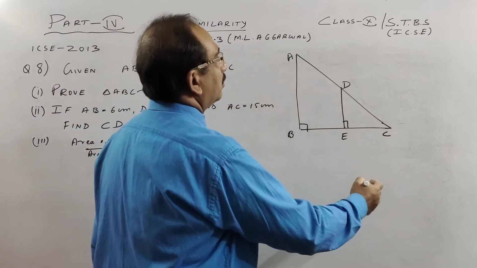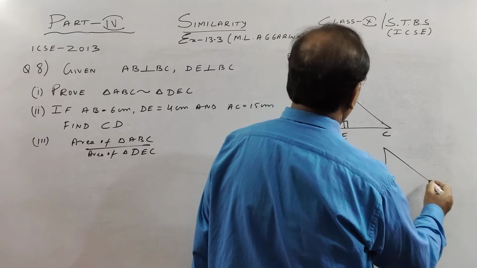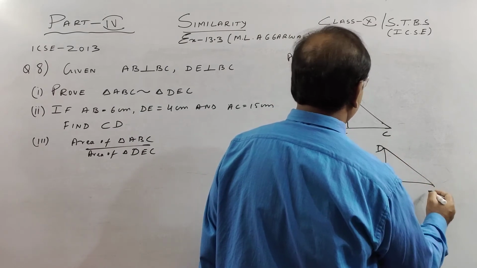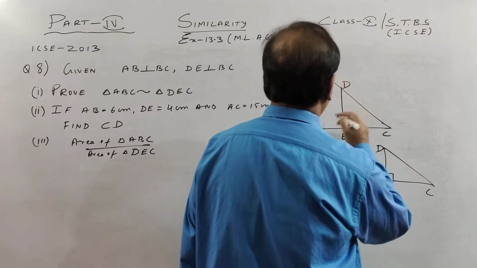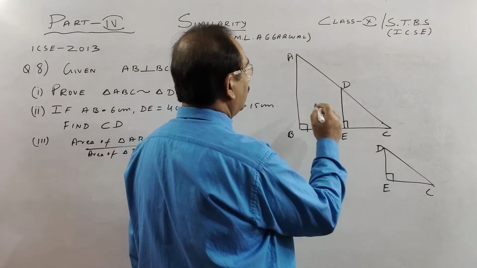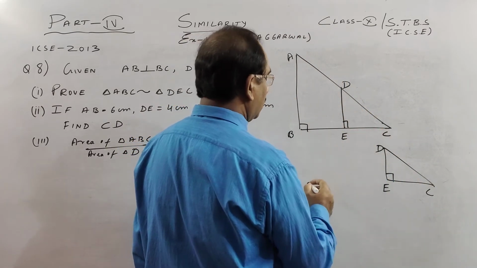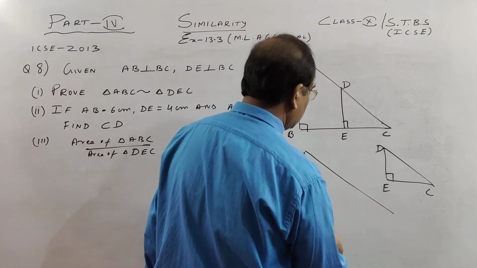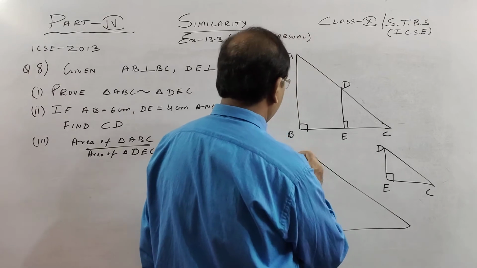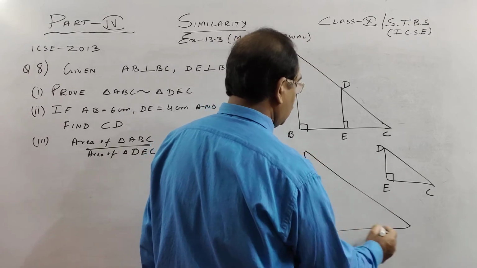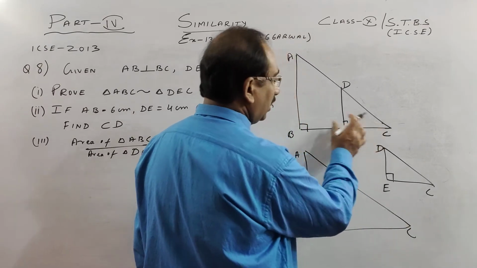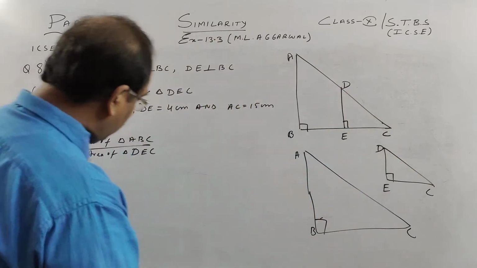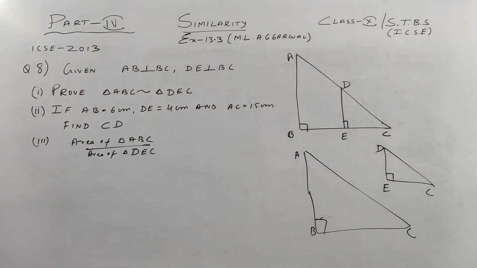So first one, we have to prove these two triangles similar. You can draw them separately, children. We have to prove this small triangle DEF. This is given as perpendicular: AB and DE are perpendicular to BC. This is the big triangle ABC. Like congruency, you take out the small one and the big one. Now let us see how we prove similarity.